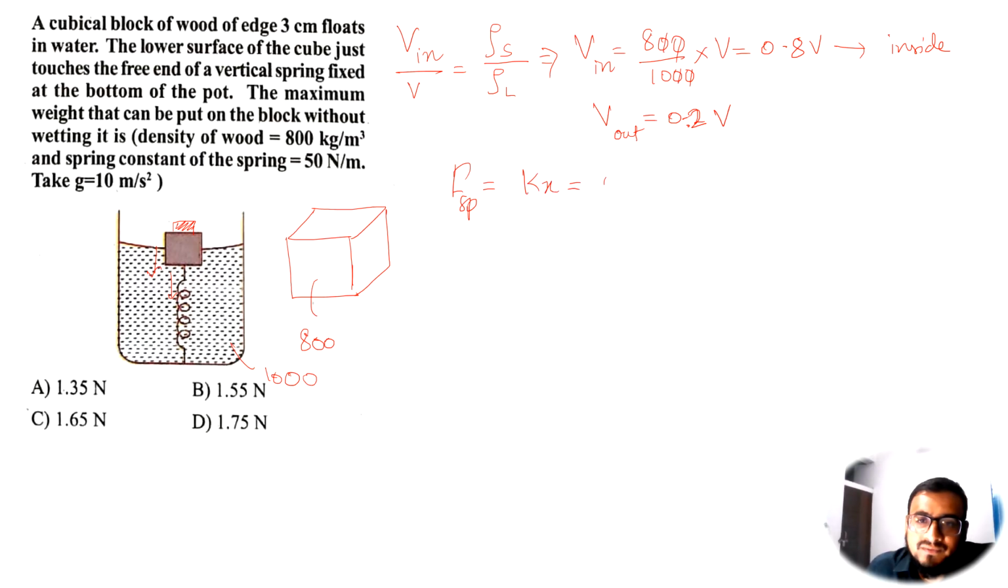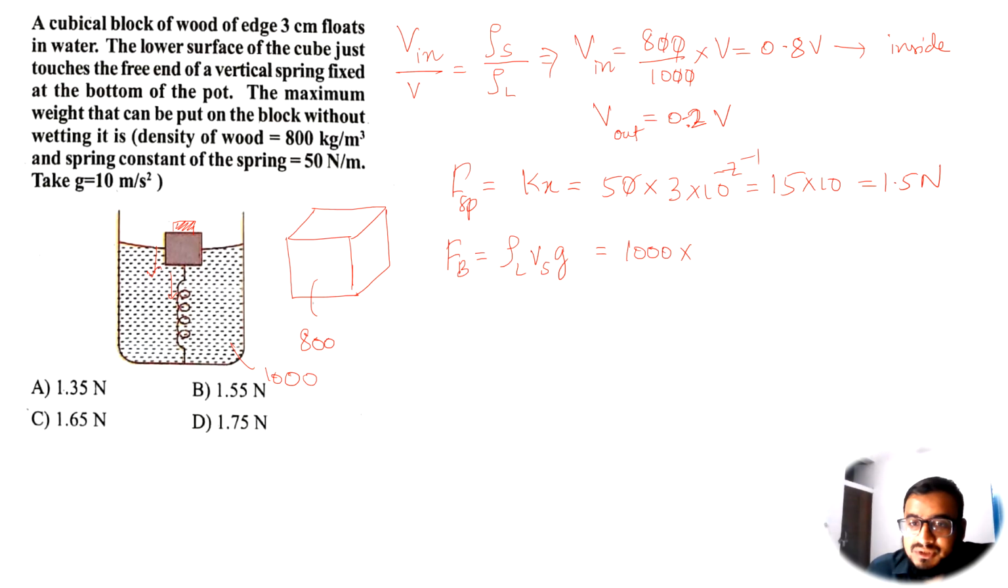K value is given as 50, and X is the length of the cube, which is 3 into 10 power of minus 2. So which is 15 into 10 power of minus 1, which is 1.5 Newton. Now we need to calculate the extra force of buoyancy that can support when we keep the maximum force. That is nothing but the density of the liquid into volume of the solid into g. So the density of the liquid is 1000 into the volume of the solid, or rather the volume of the submerged part.